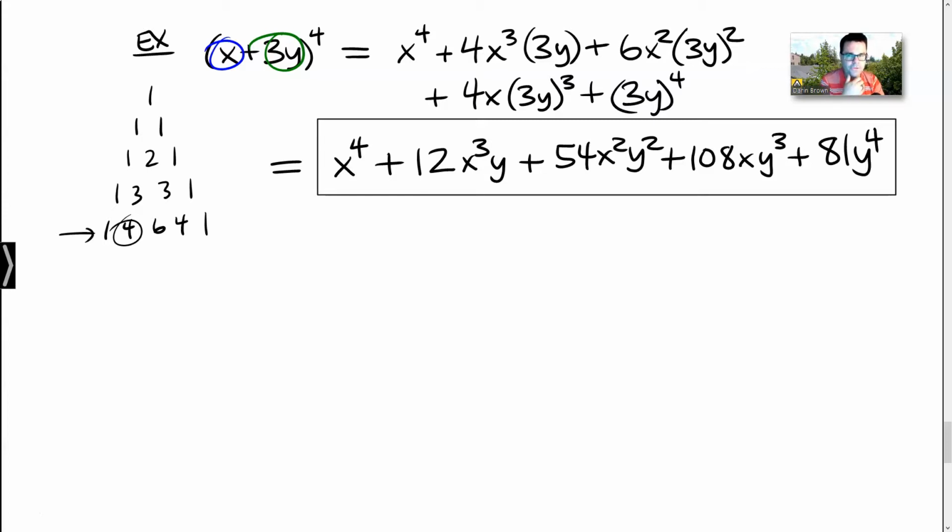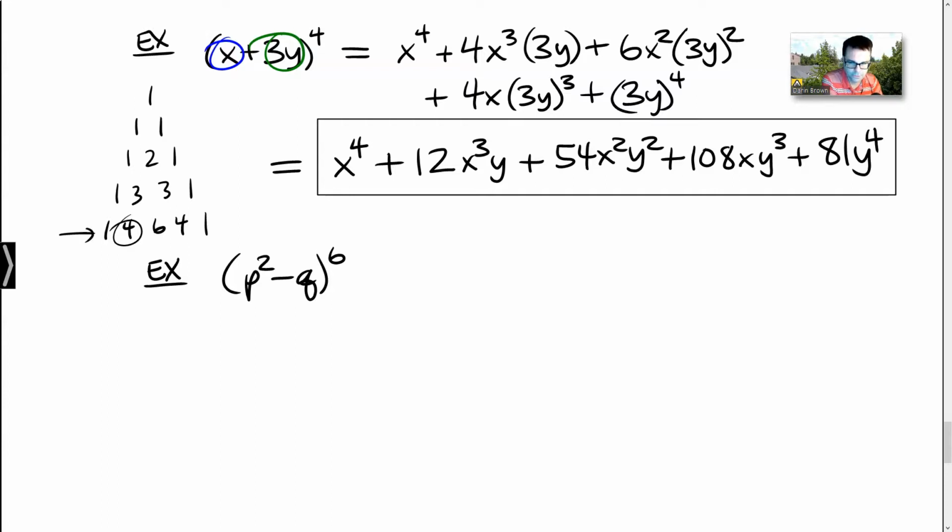Okay, so if you look at that, think about how much time that would have taken to multiply out completely. It would have taken quite a long time. So this is a really nice result here. Let's look at one more example. We're going to multiply something out. So let's do (p squared minus q) all to the 6th power.